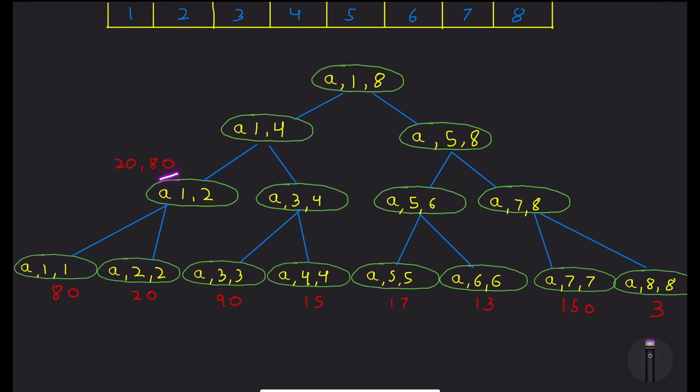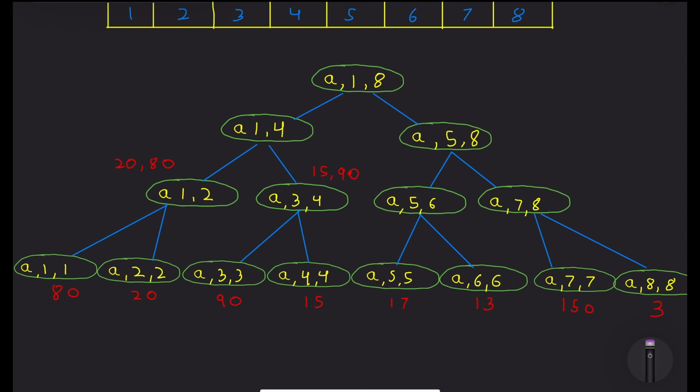Now we'll move to the parent of 1 and 2, which is 1 to 4. We have the sorted left subarray with us, but in order to sort from 1 to 4, we also need the right subarray. The right part we have is 3, 4, and to get it sorted, we will take elements from the leaf nodes. From the left we got 90 and from the right we got 15. So only one comparison is needed. 15 is smaller than 90, so 15 will be the first element, then 90. For A14, now we have both left and right subarrays. Now we can start combining the array from 1 to 4.